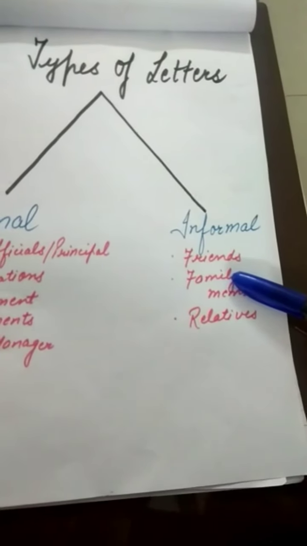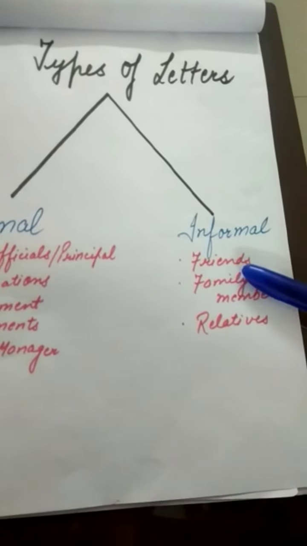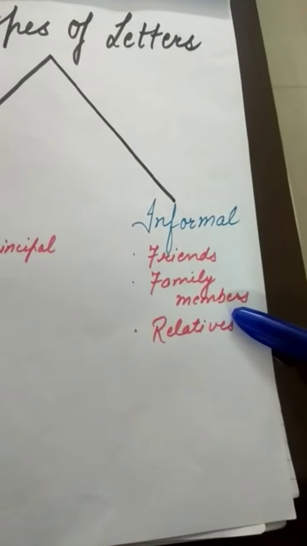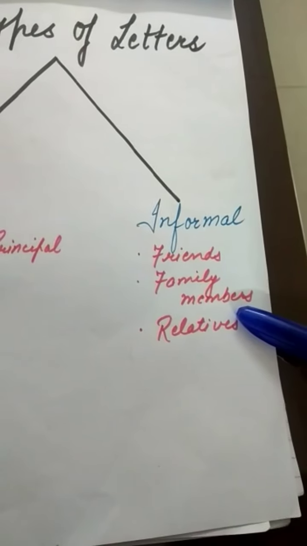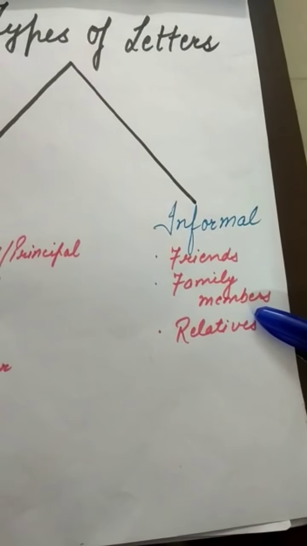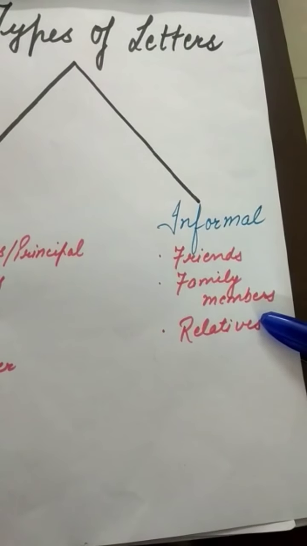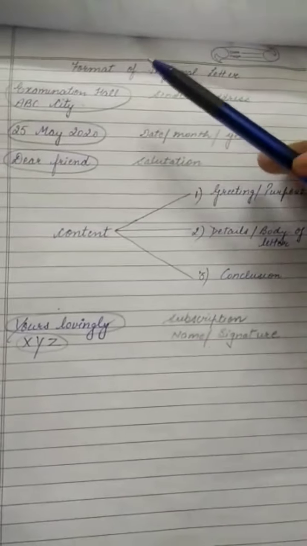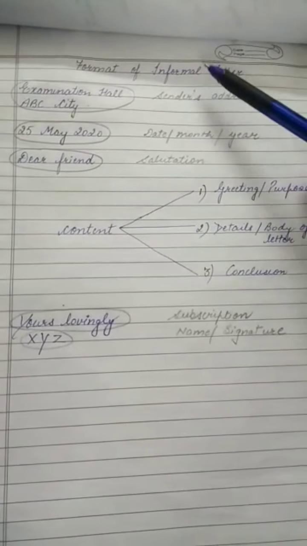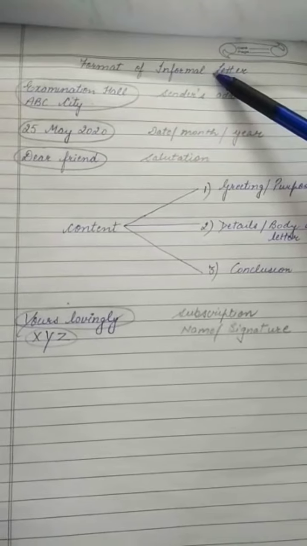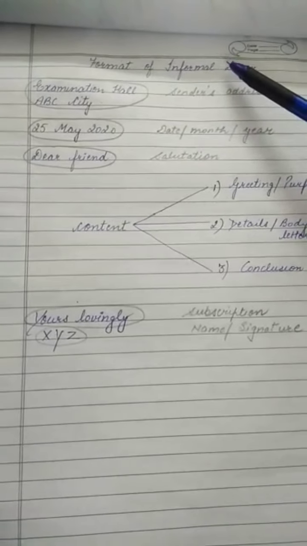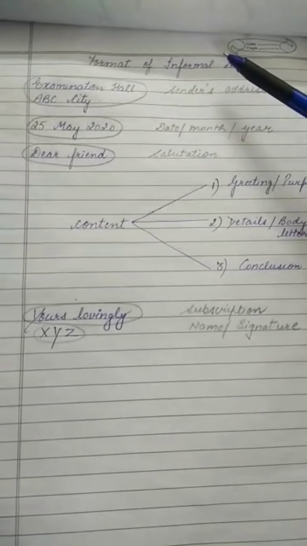An informal letter is written to somebody that you know, such as friends, family members, and relatives. The purpose of writing it is not to make a complaint or inquiry, and the tone is also casual. Now let's revise the format of the informal letter, which you have already done in the previous class.